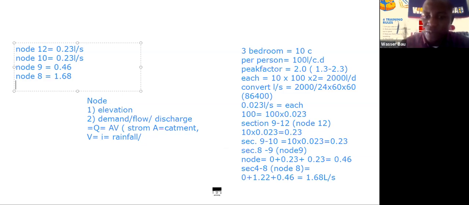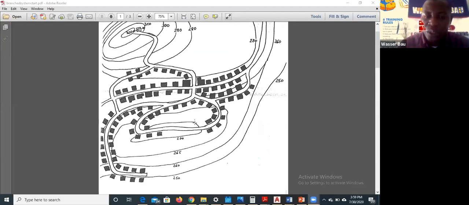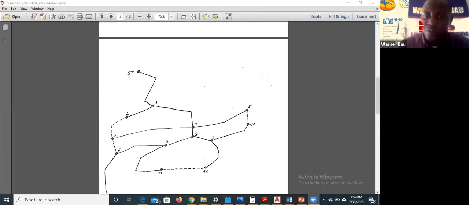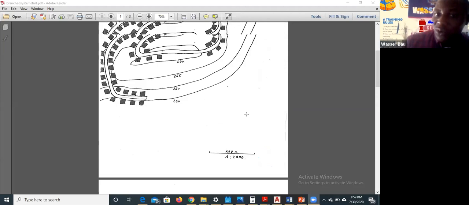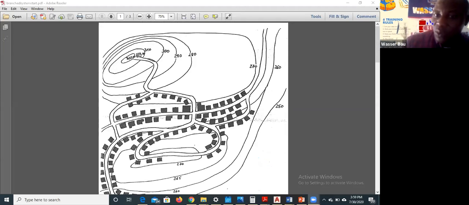So if you now leave this place and go to the next one, which is node 5 and node 3, before you get node 4, you must have a value for node 5 and node 8. So we've gotten node 8. Let us get the value for node 5. How many houses along node 5? Here is node 5. So we say 1, 2, 3, 4, 5, 6.